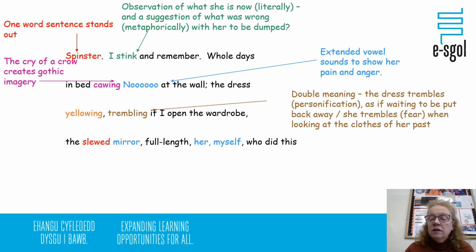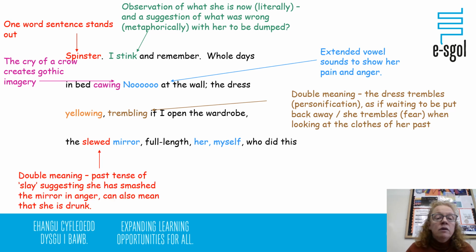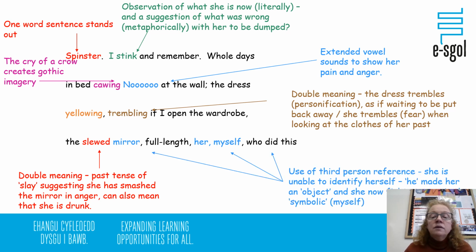Look at it, see if there's any links through the poem to the dark imagery. She talks about the mirror which she's slewed, so past tense of slay, to suggest that she's smashed it in anger, or it could also suggest that she's drunk, so that she's trying to drink to forget her past.